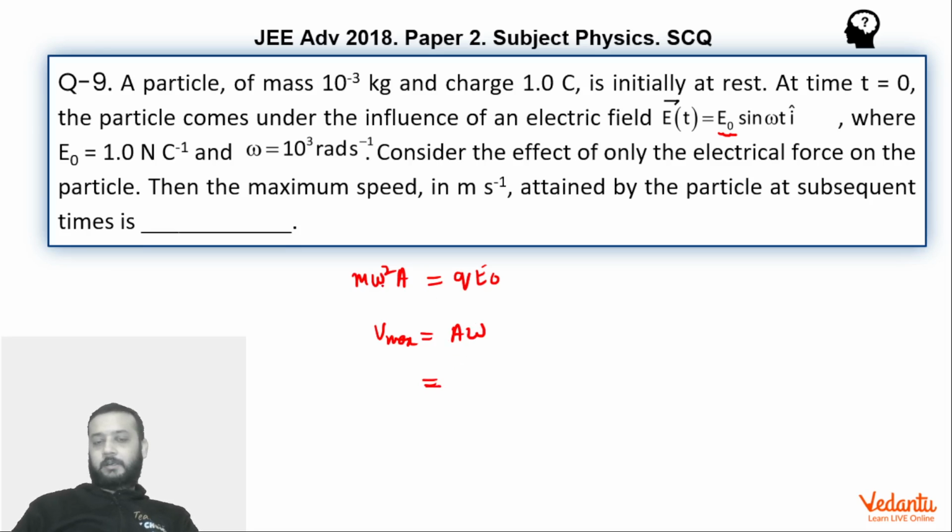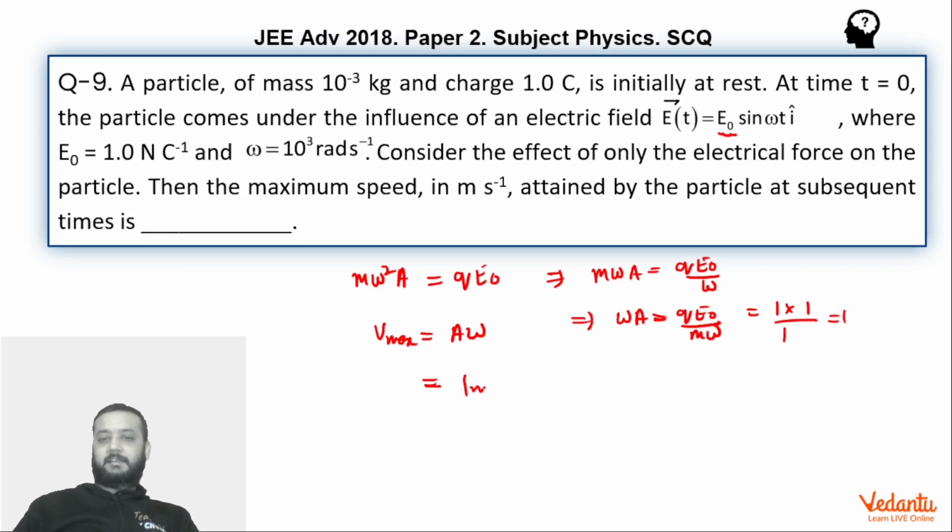If you see what is the value of a omega coming out, you divide this by omega itself. So this will become m omega a, that should be equal to q e naught upon omega. So that means omega a becomes q e naught upon m omega, right? Now put the values. q is 1, e naught is 1, and this will become 1 again. So that means 1, and hence, as I said, this becomes 1 meter per second, which is not right.